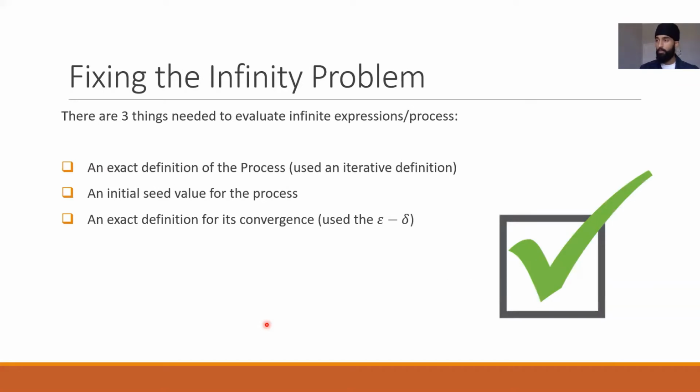So we fixed the problem, right? We used the exact definition of a process, which was an iterative definition. And we also initialized a seed value for the process, which was 1 in this case. And finally, we used an exact definition of convergence using epsilon delta.